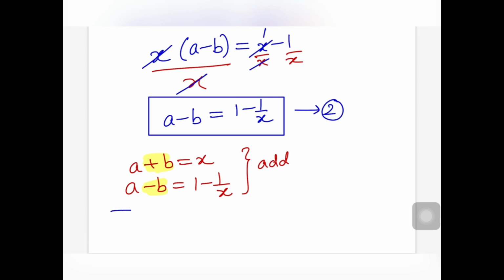So when you add them, that b will get cancelled and I will get here 2a, and this will become x plus 1 minus 1 by x, right? I hope you are following whatever we are solving here. Now if you minutely observe, what is this x minus 1 by x? Can you get it? Somewhere we have seen in this problem.